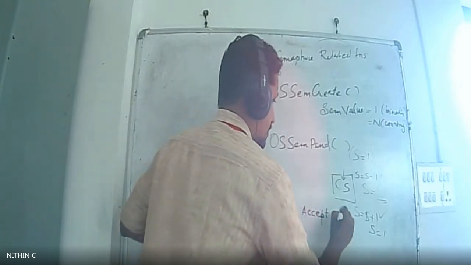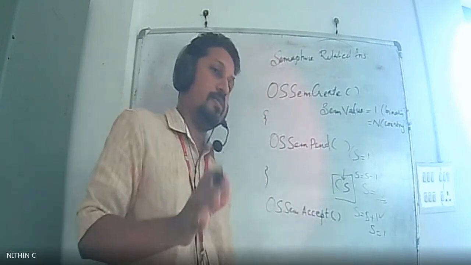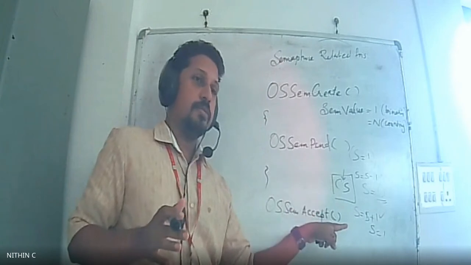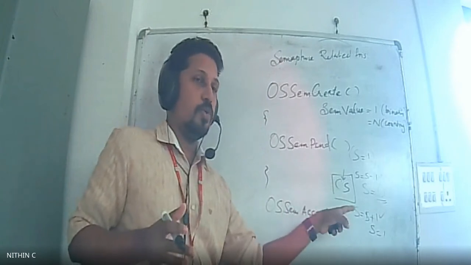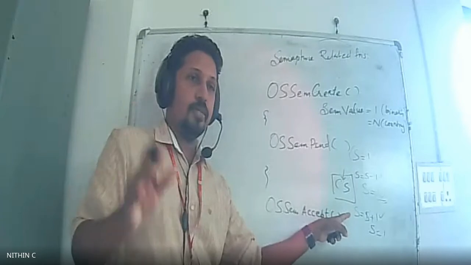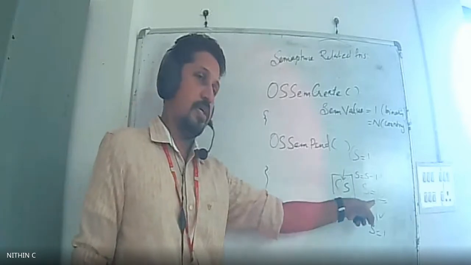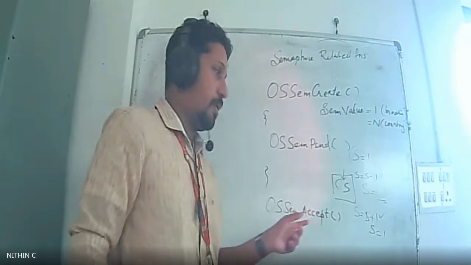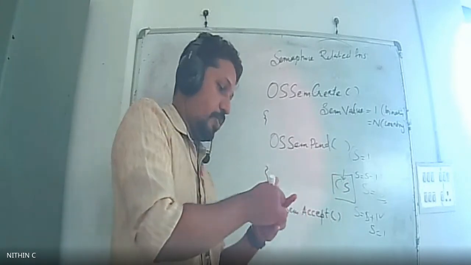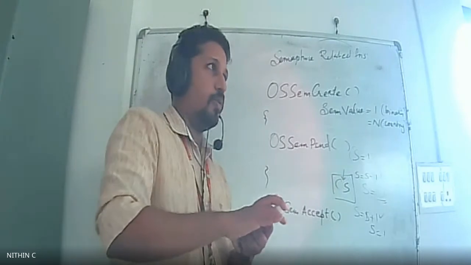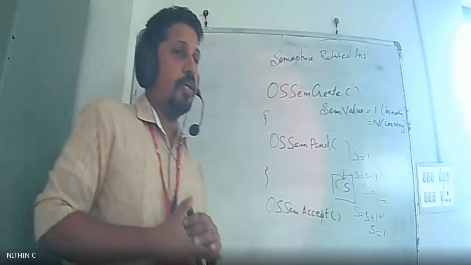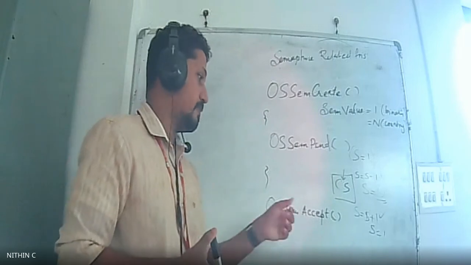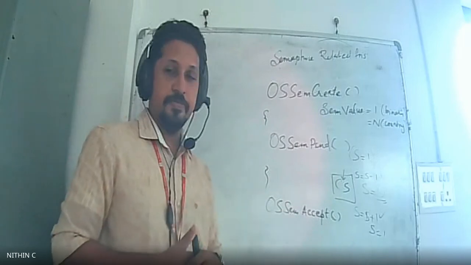That's the next function. That is, a particular task need not wait for the semaphore to become 1 or a value other than 0. അത് 0 ആകുന്ന സമയത്താണ് ആക്സസ് ചെയ്യാൻ പറ്റാതെ വരുന്നത്. But OSM accept is a function used when a particular task is not ready to wait for the semaphore release, then you will be making use of the function OSM accept.